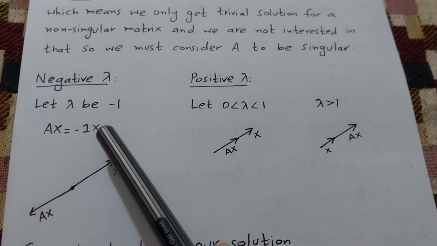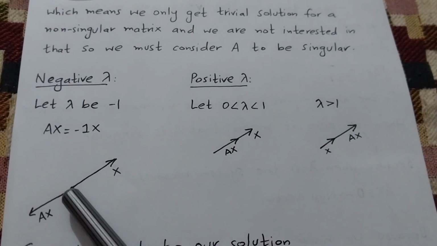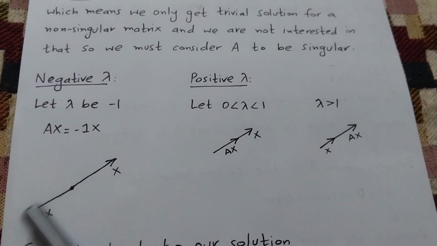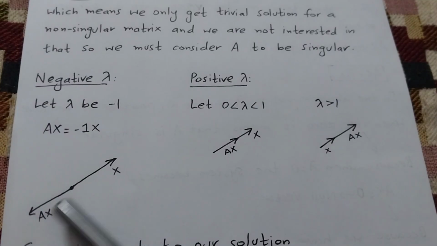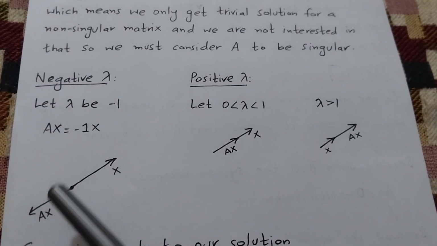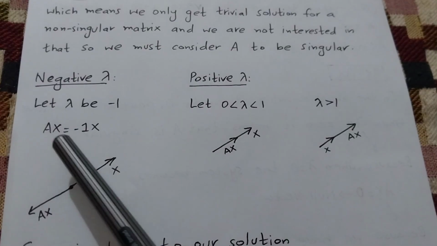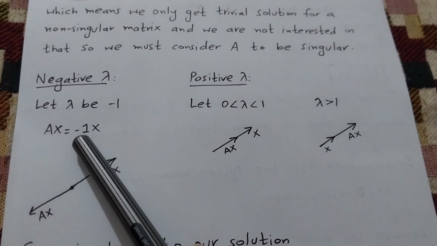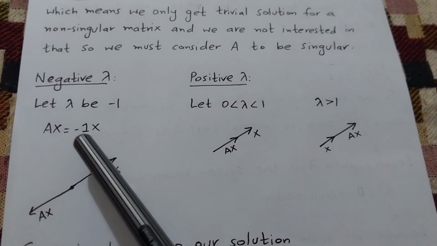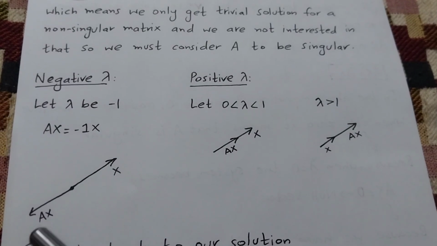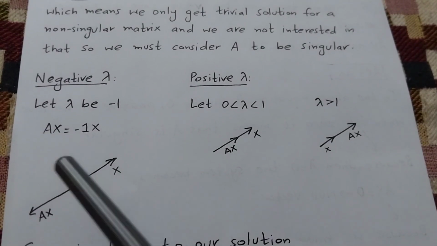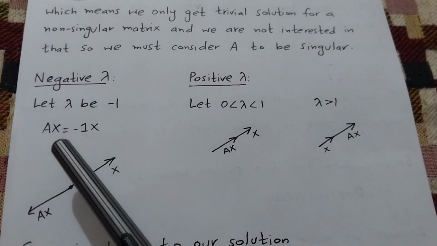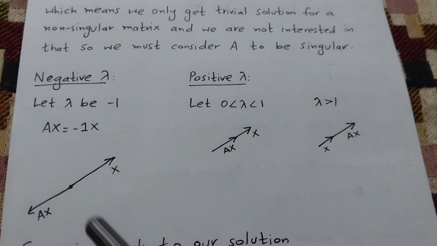So ax is basically negative x, and negative x is the opposite direction of x, so it will be in this direction. So this will be our diagram, and this will be our eigenvector x, and this will be our eigenvalue minus 1. So lambda can be minus 1, and this will be the case. This will be the diagram for that, if minus 1 is the eigenvalue and x is an eigenvector.